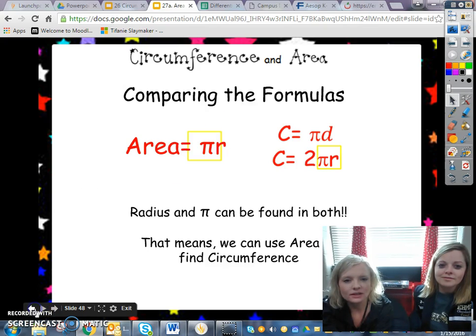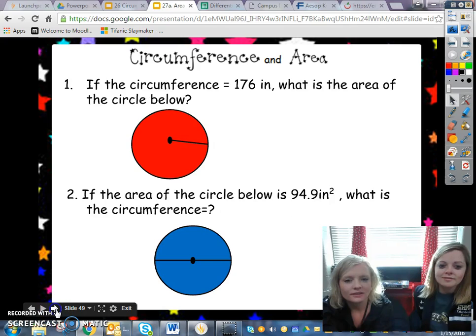Let's go on to our first example. It says if the circumference equals 176 inches, what is the area of the circle below?